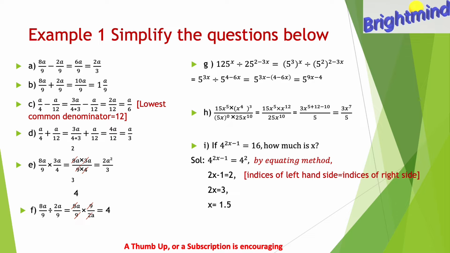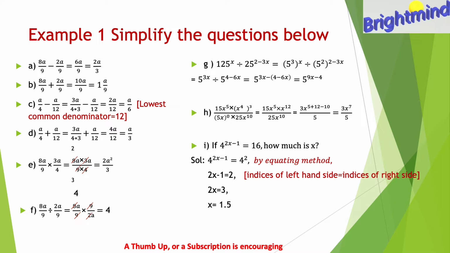B. 8a over 9 plus 2a over 9. I keep the denominator 9, add the numerator to get 10a. Because 10 is greater than 9, I write it as a mixed numeral. It's 1 and 1a over 9, and I omit the 1 in front of the a. I get the final result of 1 and a over 9.